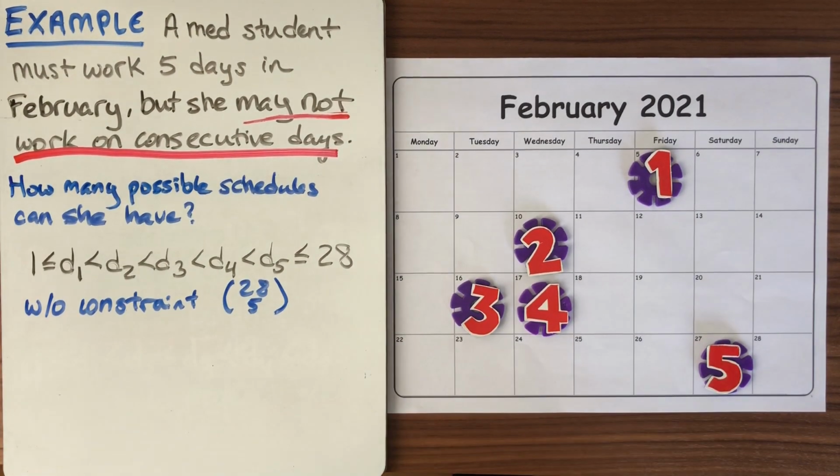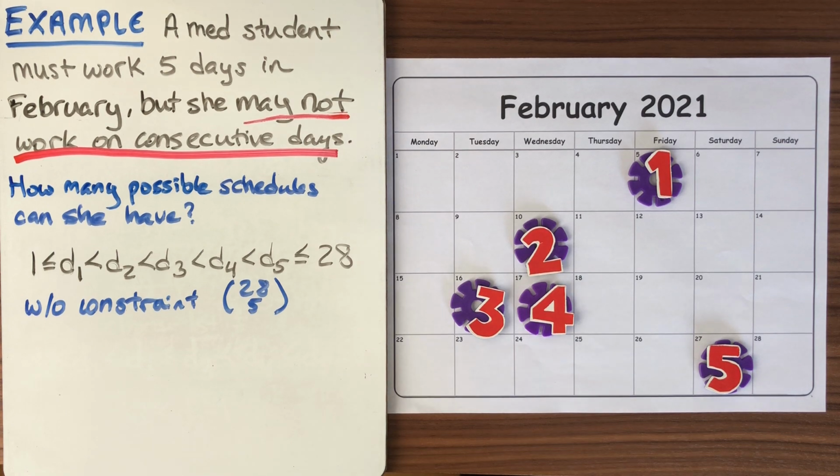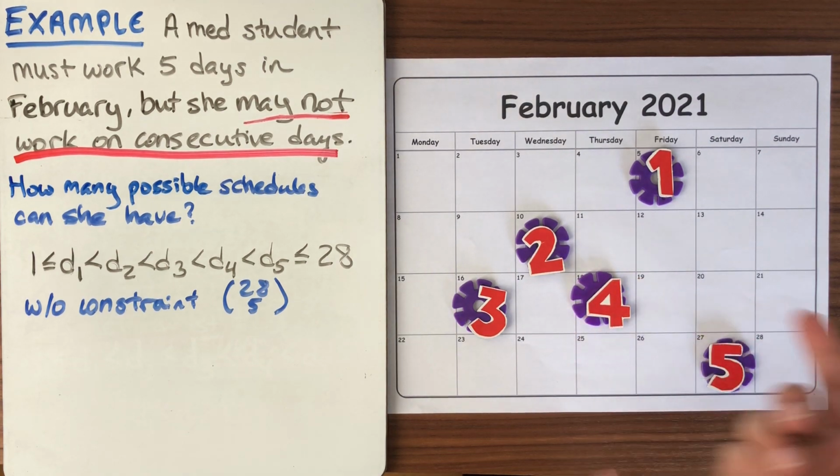But what about the constraint? How do we take that into account? How are we going to make sure we don't do something like I've done here, which is put these guys consecutively? This is a problem. You can't just say, oh, we'll just adjust it like this, because that's another possibility that we've counted in here. So we need to think strategically about how to handle this consecutive days condition.